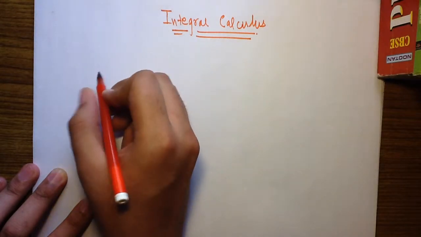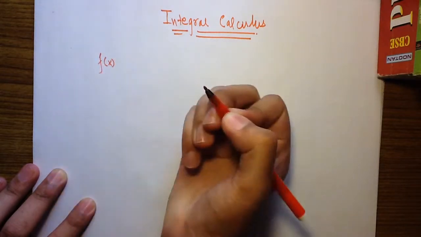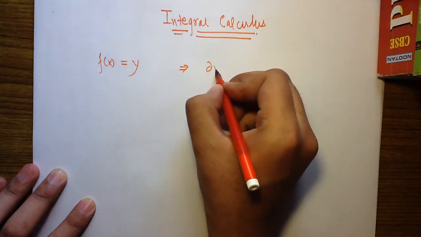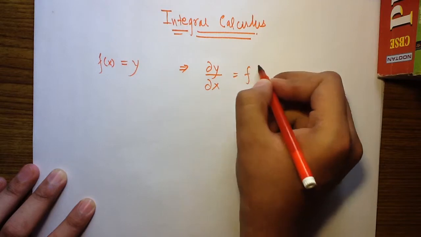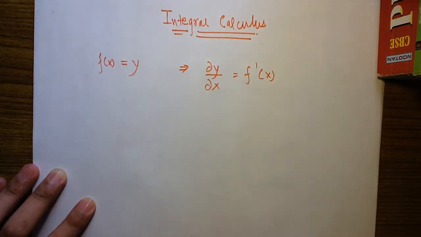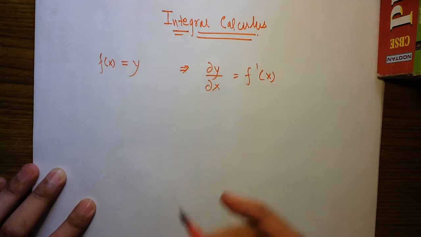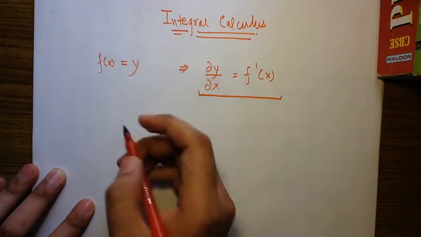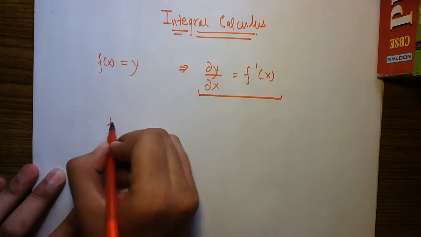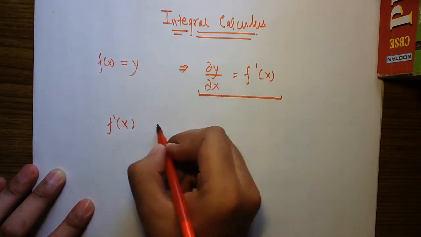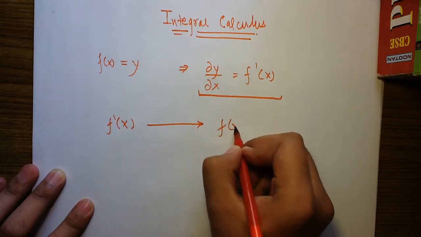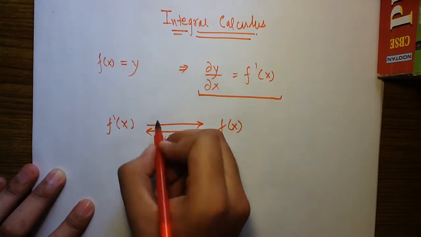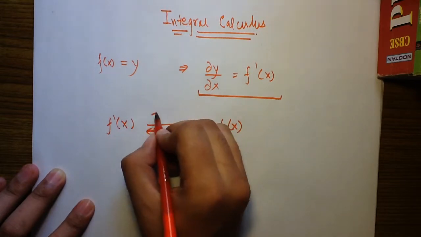Alright, so as we know, if f(x) is a function, say equal to y, then the derivative of y with respect to x can be written as f dash of x or f prime x, and this is the general notation of writing a derivative. Alright, so suppose we go back, say we go from f prime x to f(x), we know the reverse process was differentiation that we had already done, and this process would be integration.